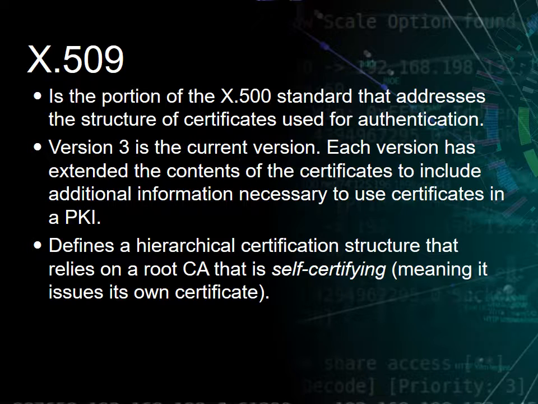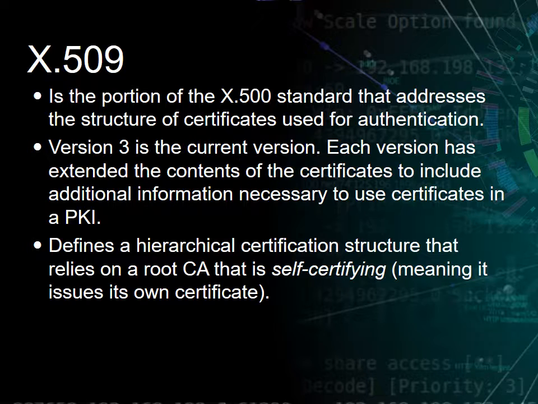Version 3 is the current version, and each version has extended the contents of the certificates to include additional information necessary to use the certificates in the PKI environment that they're supporting. So they add on things such as phone number, address, things of that sort. Once again, don't get wrapped around the axle on it.